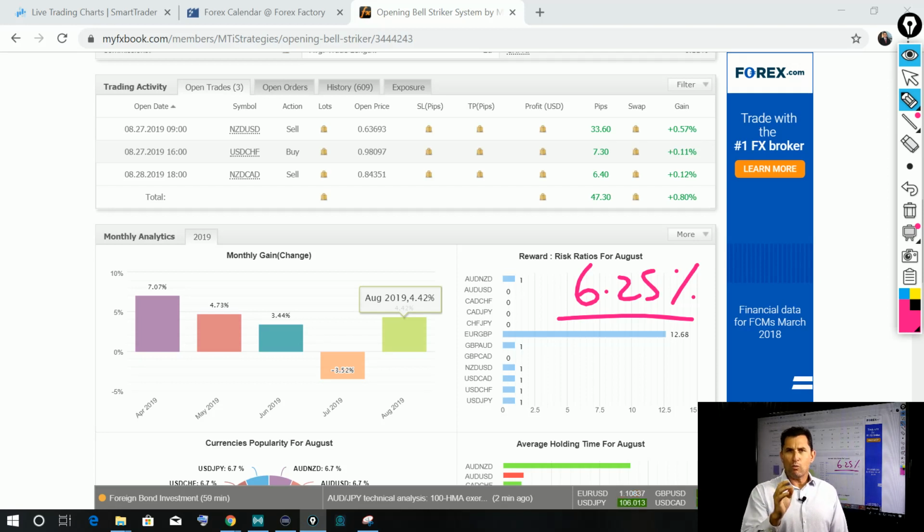That gives us about one trade per day, a little bit more than one trade per day. And that means that the system is constantly keeping you in the market, but not over leveraging your account too. Those are the type of things I look at as well.